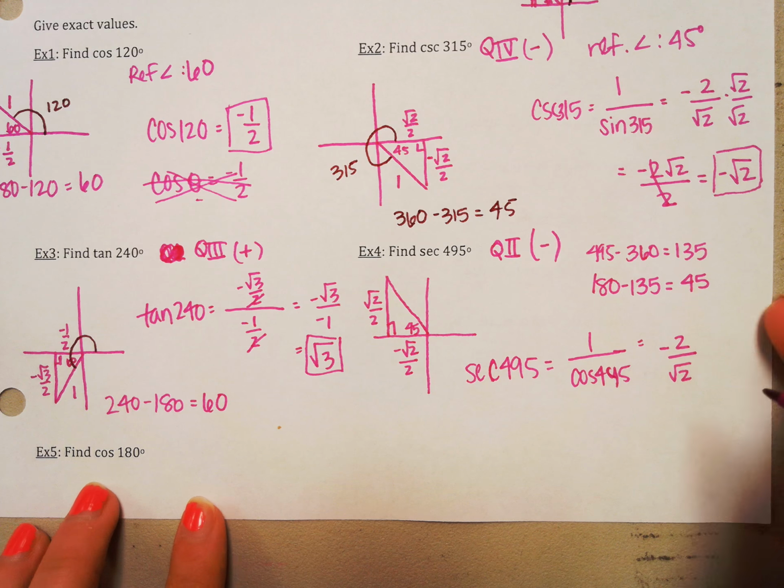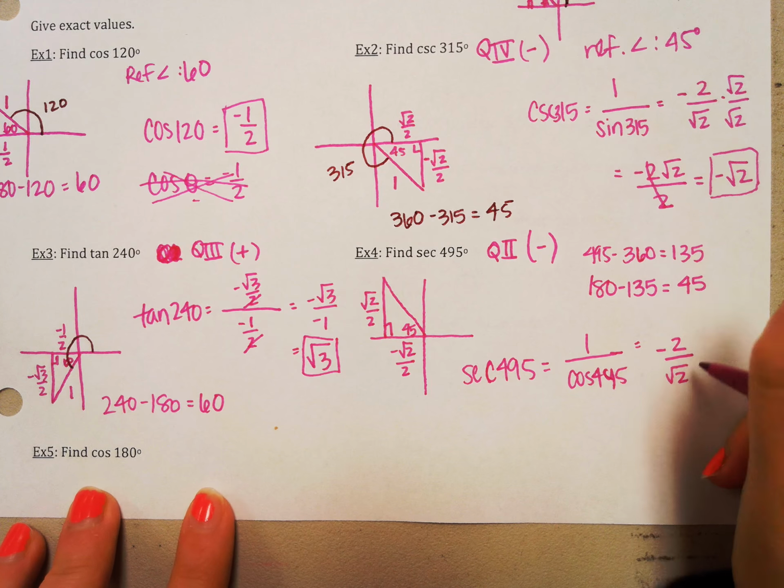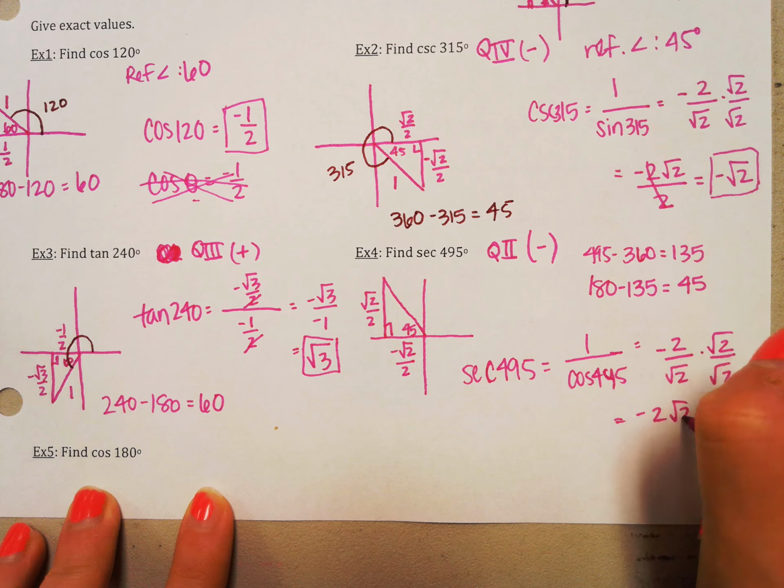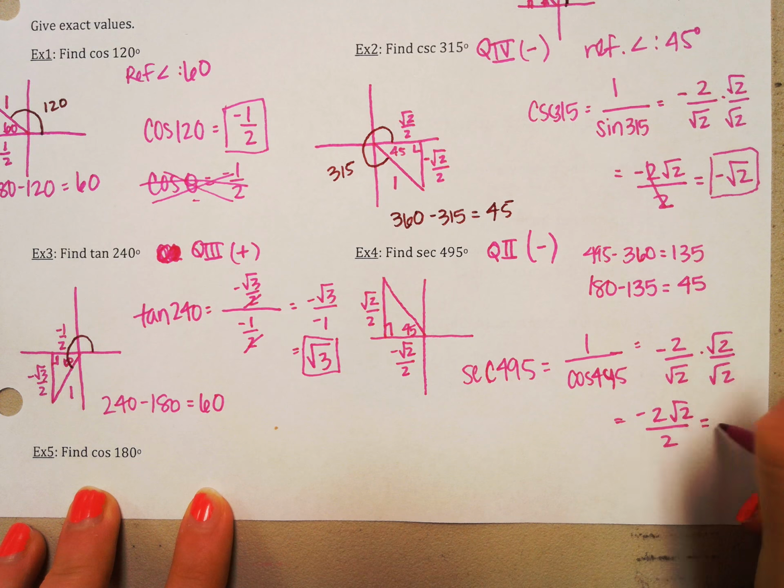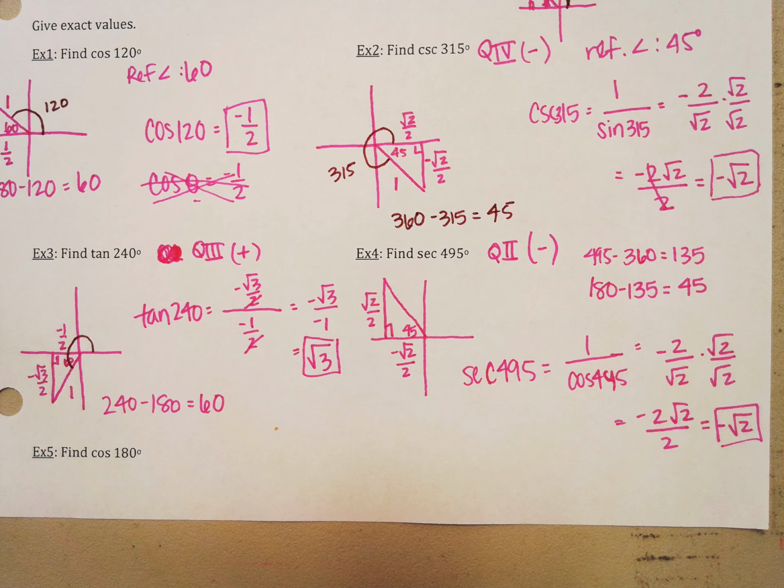So negative 2 over root 2. We've done this problem already up above, so when we rationalize, we should get our same answer of negative 2 root 2 over 2, and then that again will simplify down to just negative root 2.